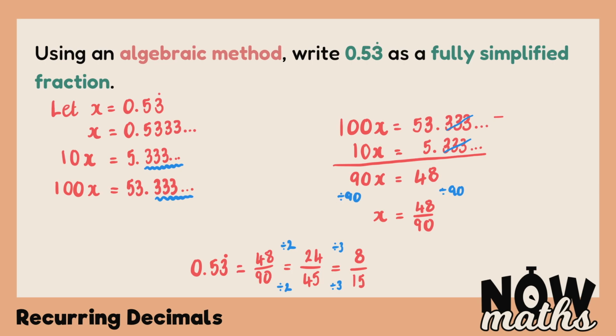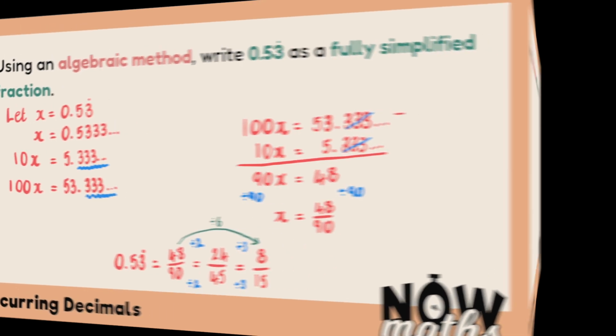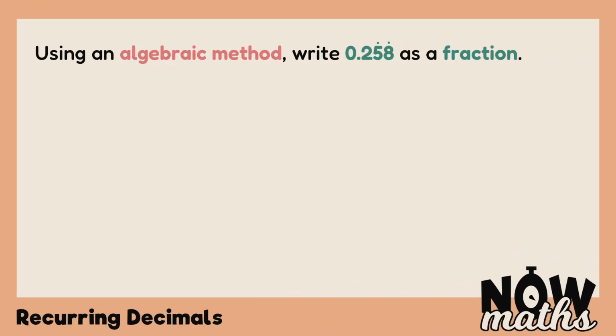You may have also spotted here that to get from 48 90ths straight to 8/15, you could have divided by 6. For our next question, we are using an algebraic method to write 0.258 recurring as a fraction. And this question is similar to the last one because it is just part of the decimal that recurs, not the whole thing. But we're still going to approach in a similar way.